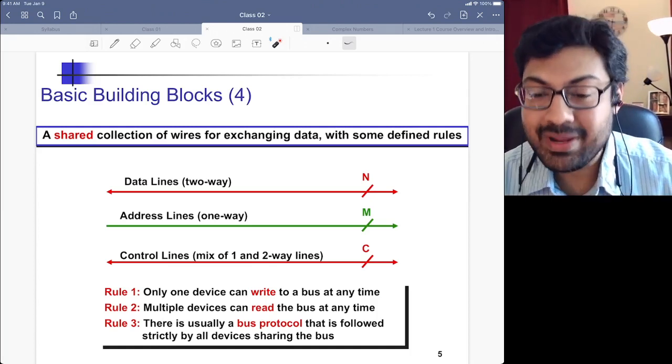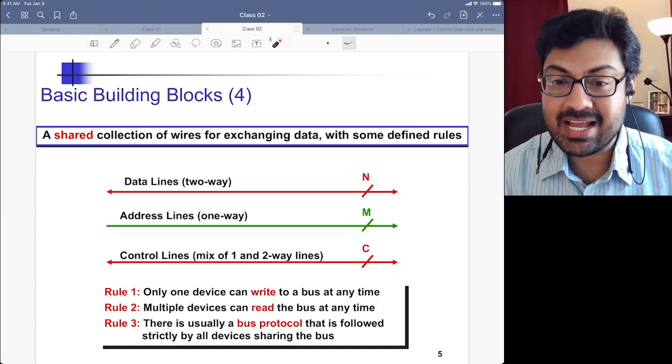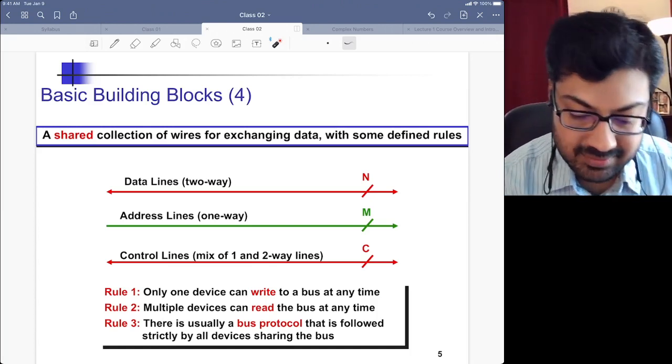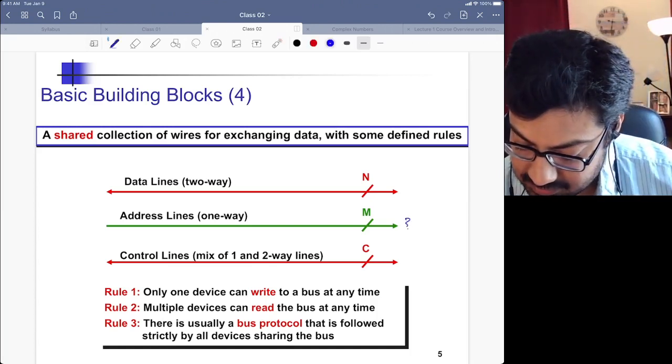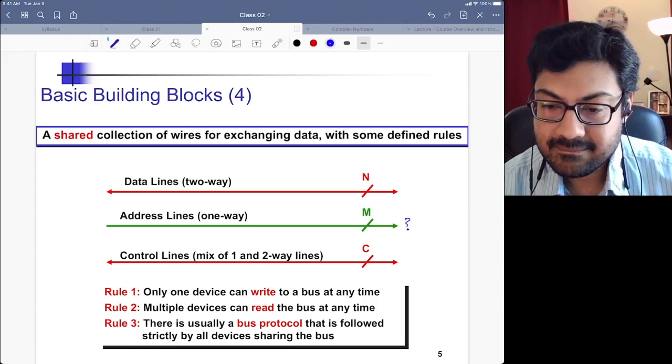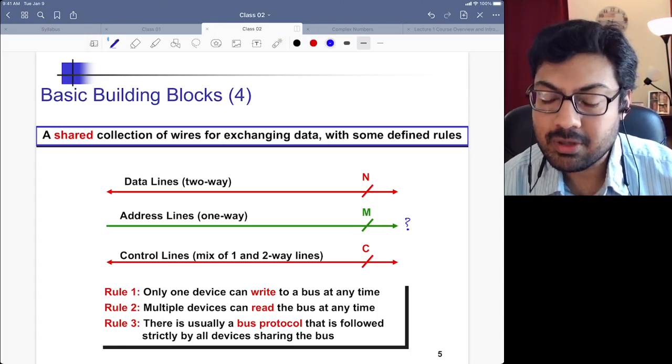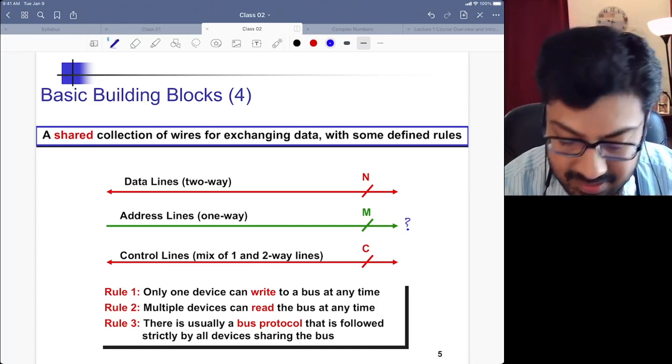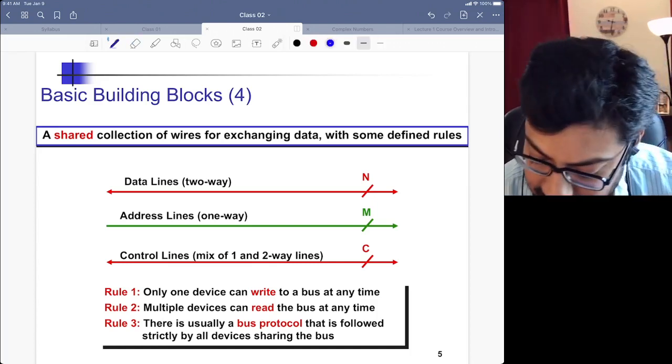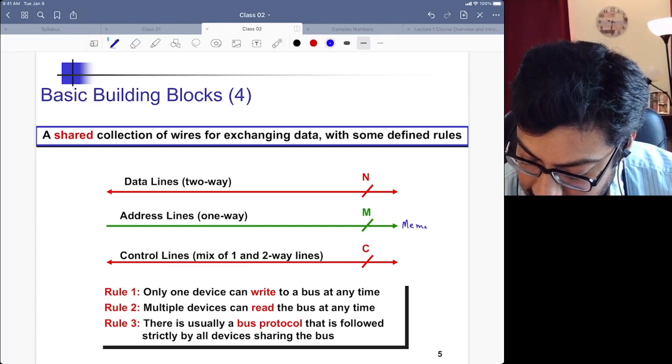So if they are one way, let's talk about this. If the address lines are one way, where are they going to? There is only one component that understands address, which is a memory, right? So it is going to memory.